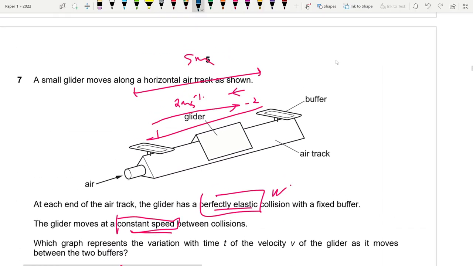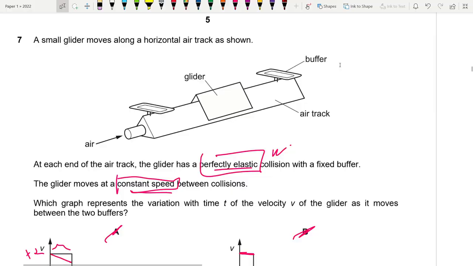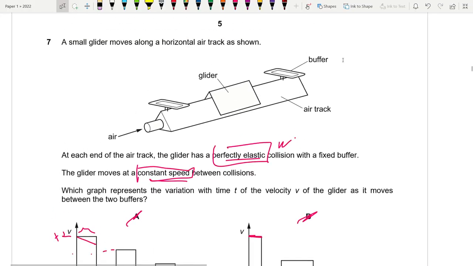Question 7. A few people had problems with 7 as well. A small glider moves along a horizontal air track as shown. At each end of the air track, the glider has a perfectly elastic collision with a fixed buffer. So elastic collision means that no velocity will be lost. Which graph represents the variation with time t of the velocity of the glider as it moves between the two buffers? The glider moves at a constant speed between collisions. So it is not losing velocity as it hits the buffer, and it is not losing velocity as it moves in between the buffers. Very important.